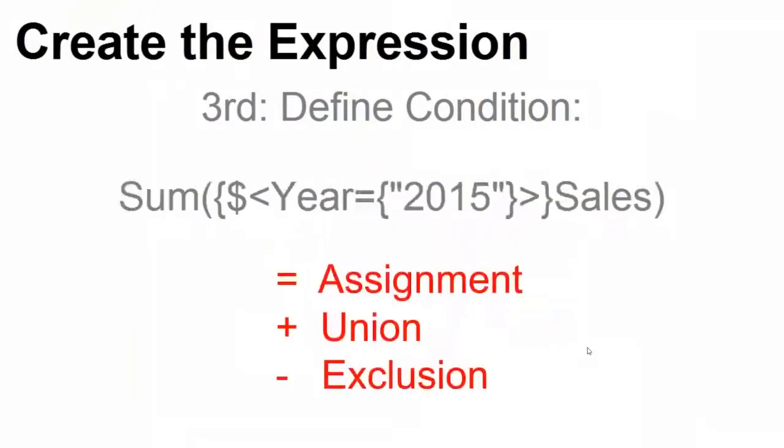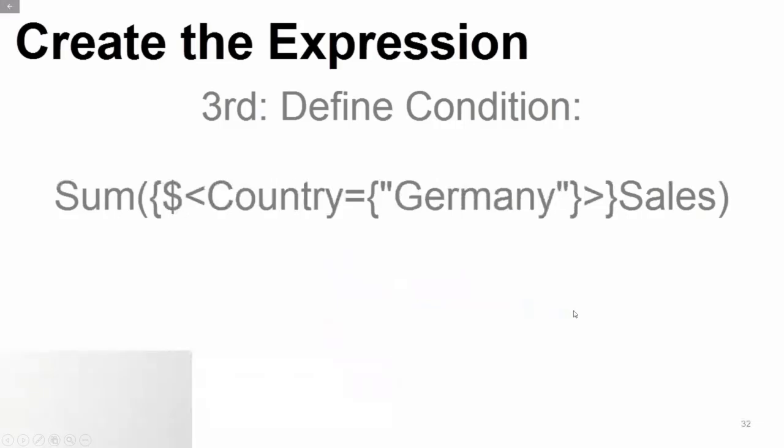And then you set your modifiers and your operators and your assignments. These are just some examples here. Equal, union, exclusion. And you'll see some of that as well. In this case here, we're just basically looking at the sum of the sales for the year 2015. This is defining a condition where the sum of sales for country is equal to Germany.